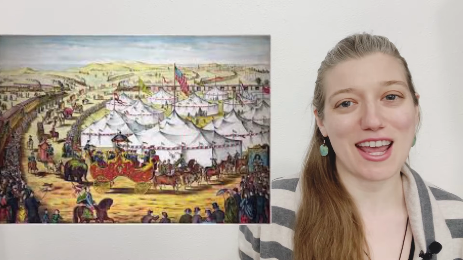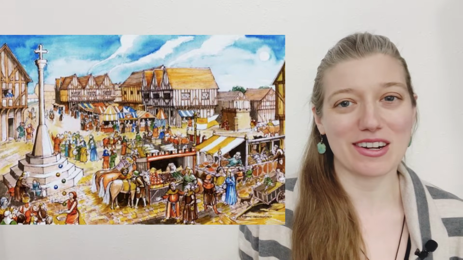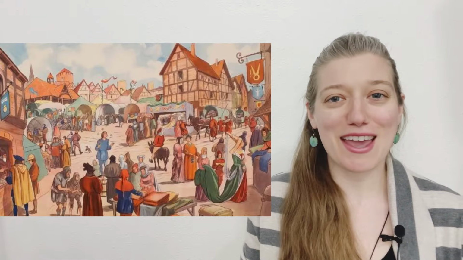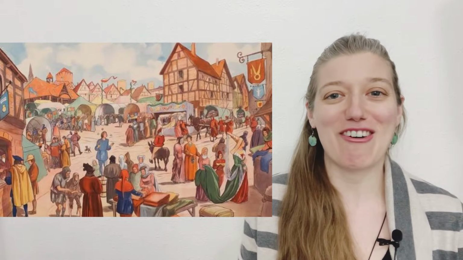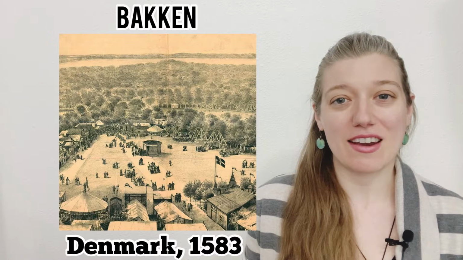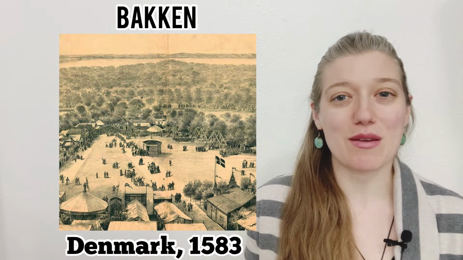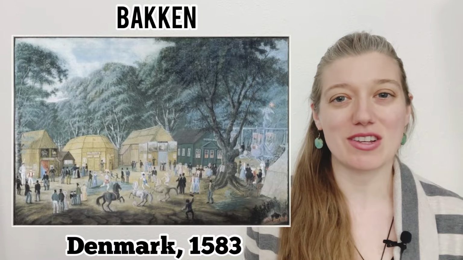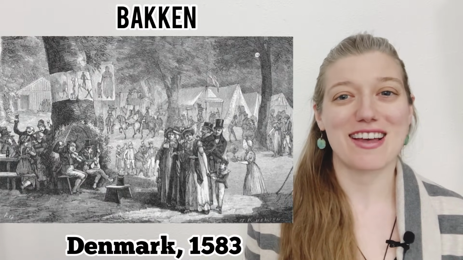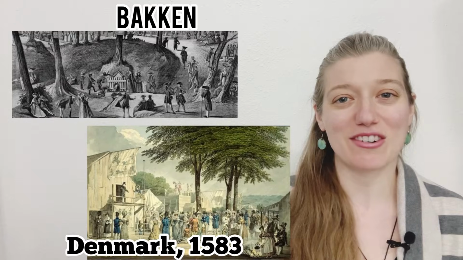Amusement parks have a long and very interesting history. Beginning in medieval times in Europe, traveling fairs and carnivals became popular. These fairs offered performances, games, rides, and all kinds of other forms of entertainment. Bakken, the world's first permanent amusement park, was established in Denmark in 1583. That's over 400 years ago.